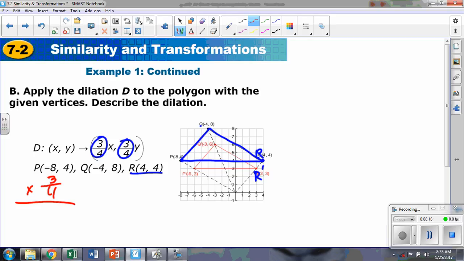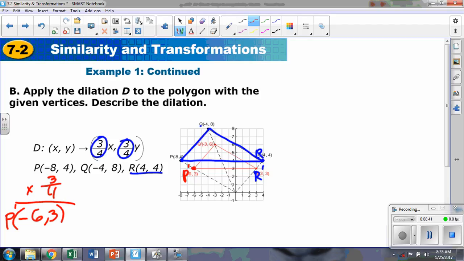3/4 of -8 gives you -6. 3/4 of 4 equals 3. That's how we are able to identify the point P prime. Just multiply the scale factor by each of your coordinates. It wound up right there.